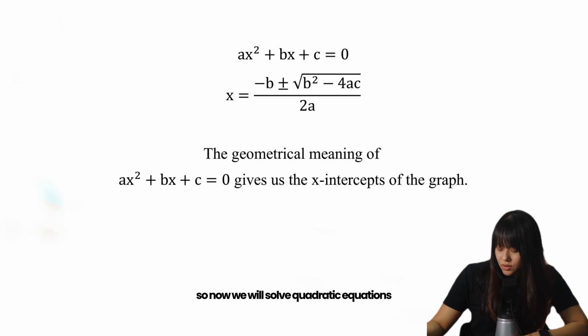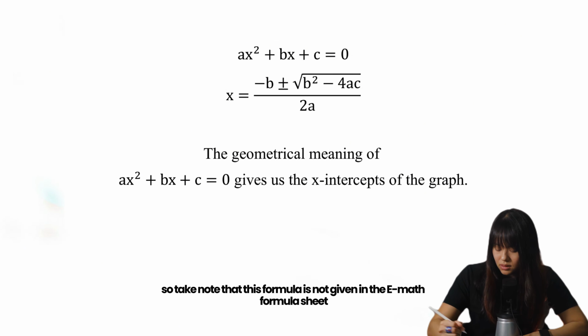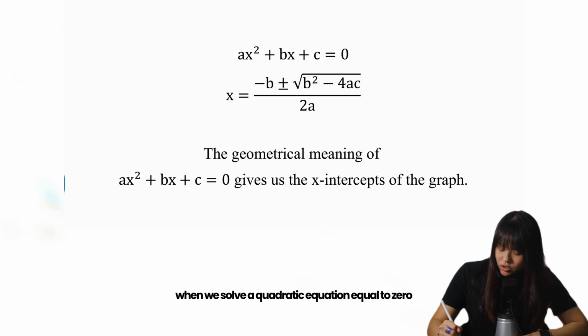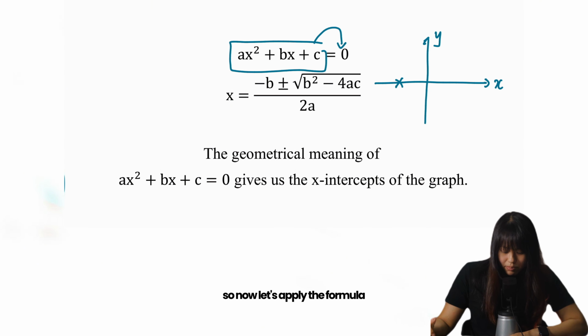Now we will solve a quadratic equation using the quadratic formula. This is our quadratic formula. Take note that this formula is not given in the EMath formula sheet. Now what does it mean when we solve a quadratic equation equal to 0? It gives us the x-intercepts on the graph. So now let's apply the formula.